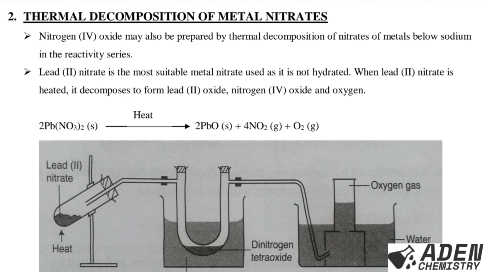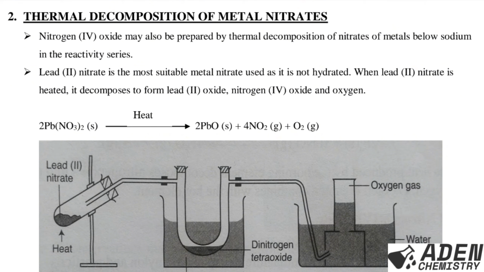The reason why lead 2 nitrate is most preferably used is that it is not hydrated. That means it does not contain water of crystallization. So what will happen when lead 2 nitrate is heated? Let's go back to the chemistry of salts, Form 2 Chapter 4, and what we said on action of heat on nitrates. The more reactive metals like potassium and sodium, when their nitrates are heated, produce only two products, that is metal nitrite and also oxygen gas.